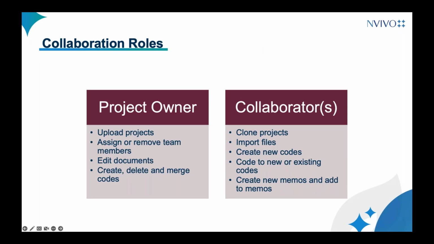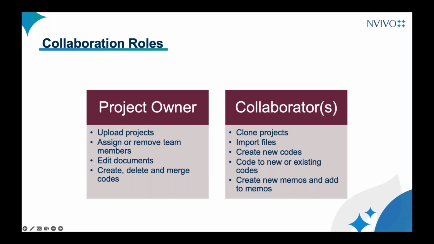Just a few words about the different roles. I've mentioned the word project owner a couple of times. So it's really one person who owns the project, and this person can upload the project and assign or remove team members. The project owner can also edit documents, so if there are any typos, etc. And the project owner can create, delete, and merge codes.